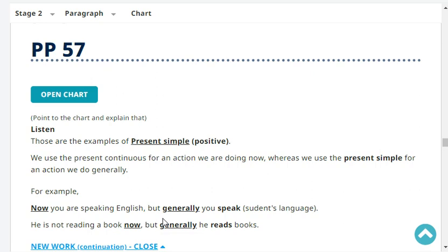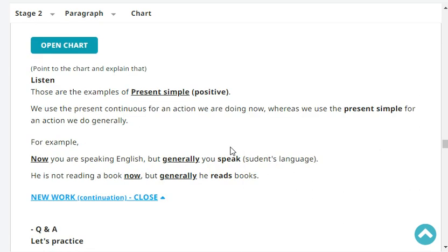Okay, so that's present simple. You speak Japanese. He is not reading a book now, but generally he reads books.